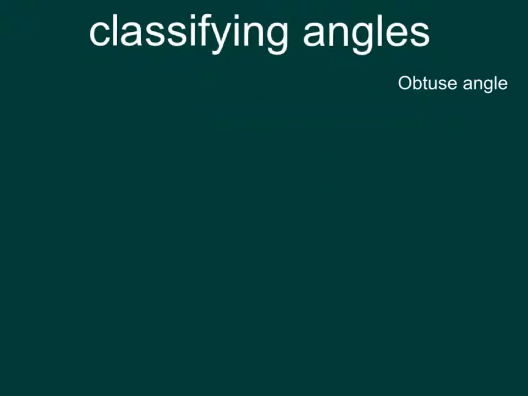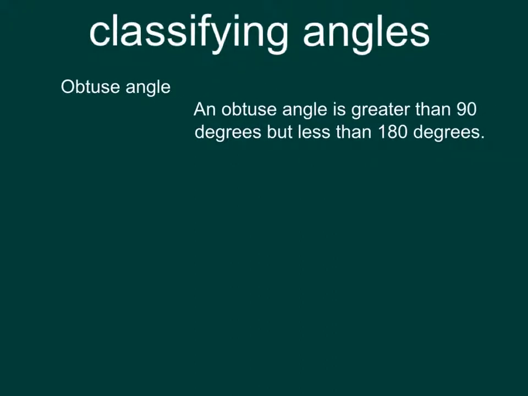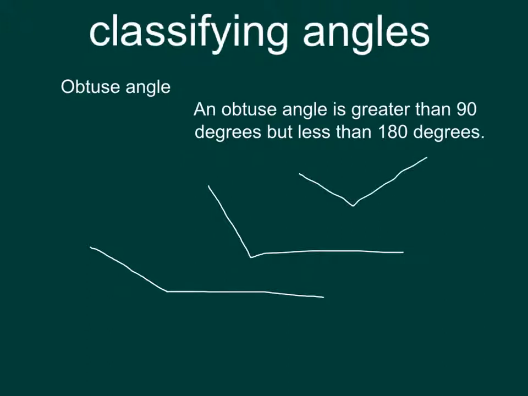An obtuse angle is greater than 90 degrees, but less than 180 degrees. So an obtuse angle could look like this, could look like this, could look like this, and it could look like this. These are obtuse angles because they're greater than 90 degrees and less than 180 degrees.